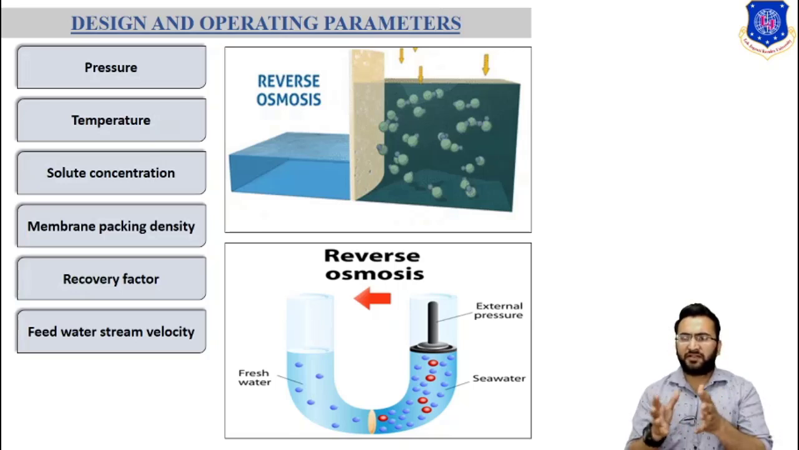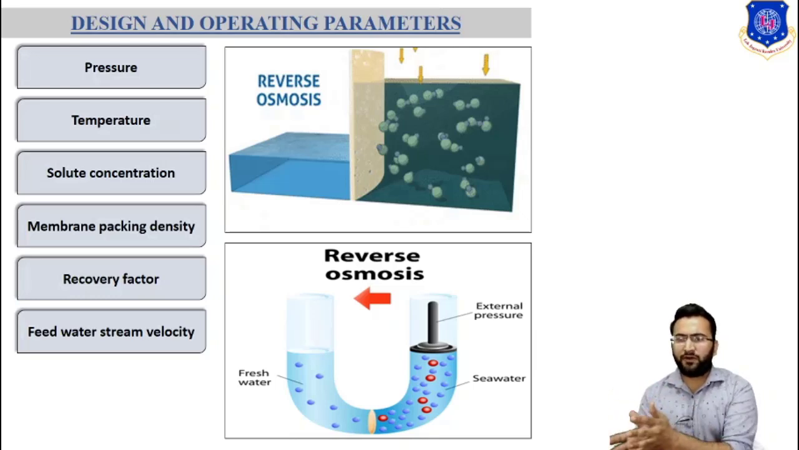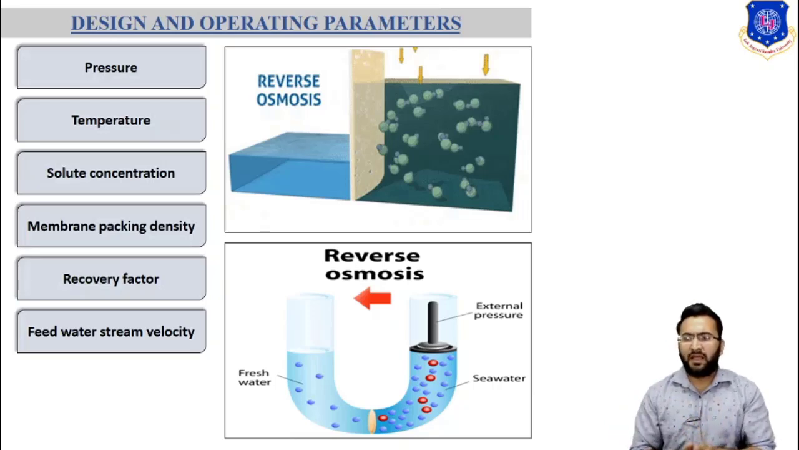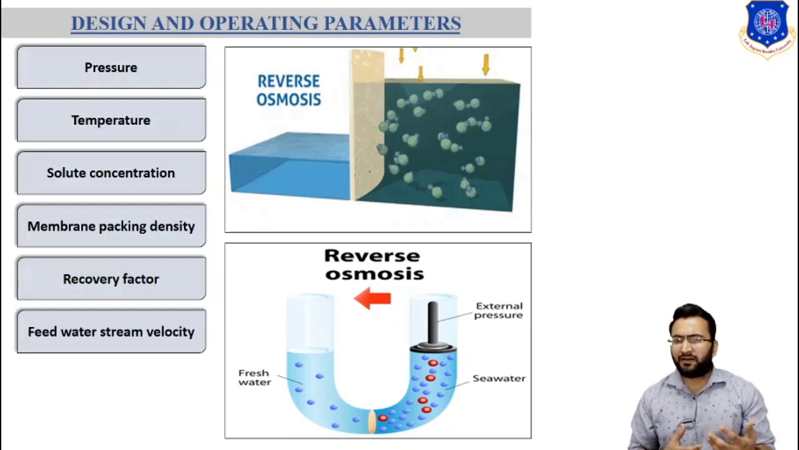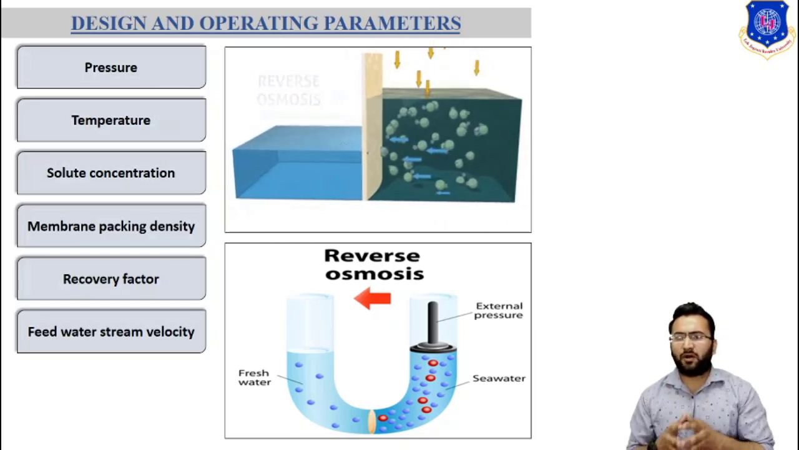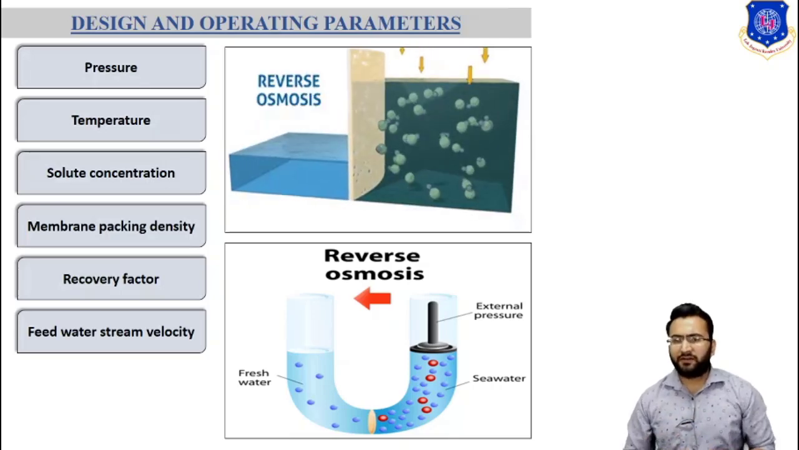Now let's discuss the sixth parameter, which is the feed water stream velocity. The hydraulics of reverse osmosis systems are such that velocities in the range of 1.2 to 76.2 centimeters per second are common. Plate and frame systems operate at higher velocity while hollow fiber units operate at lower velocity. Higher velocity and turbulent flow are necessary to minimize concentration polarization at the membrane surface. So this is all about the various design and operating parameters for reverse osmosis.